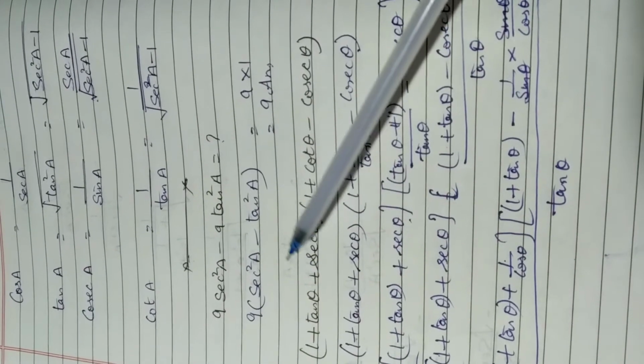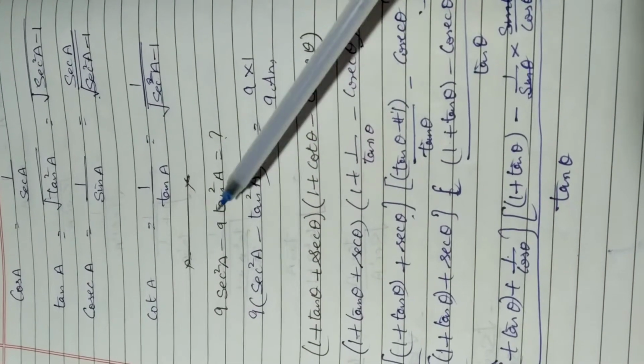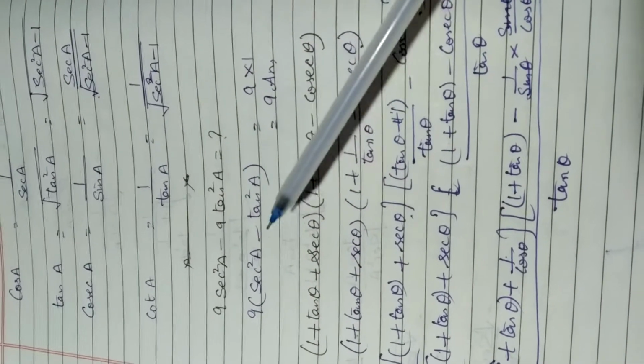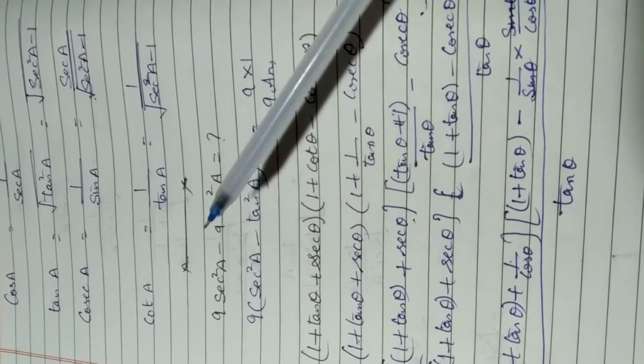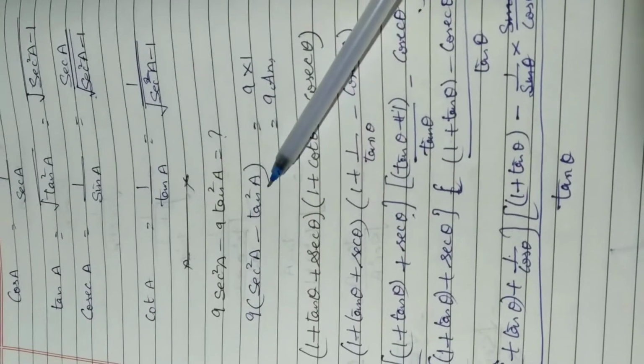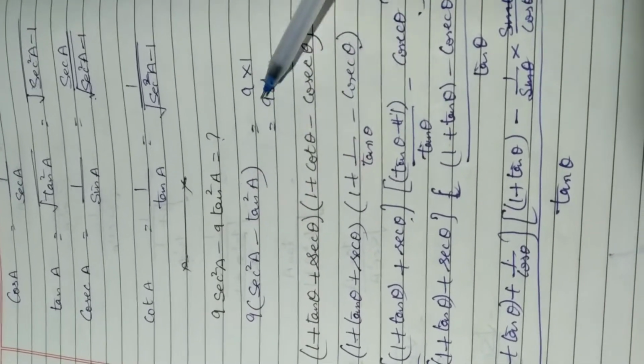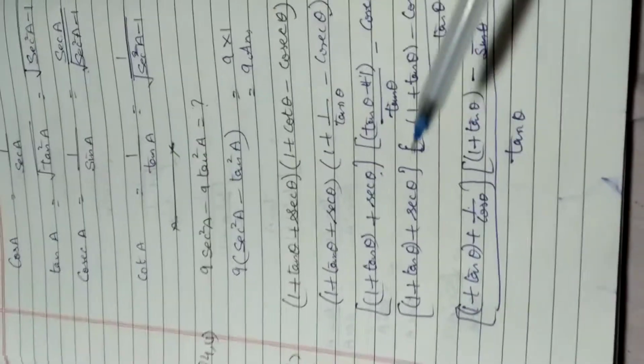9 secant square A minus tan square A. From here we take 9 common: 9 into secant square A minus tan square A. Now we have done the identity: secant square A minus tan square A is equal to 1. Then we put 1 instead of this. It is 9 into 1, which is equal to 9.